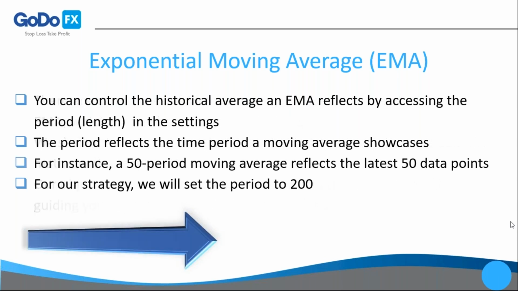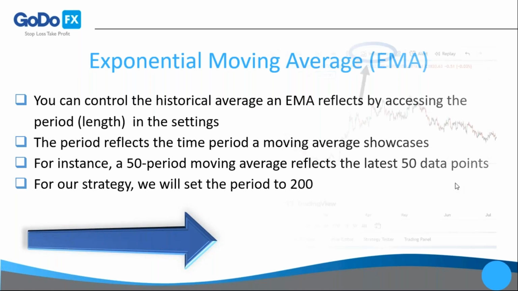So you can control the historical average in EMA by accessing the period or the length in the settings. The period reflects the time period a moving average showcases. For instance, a 50-period moving average reflects the latest 50 data points. For our strategy, we will set the period to 200.